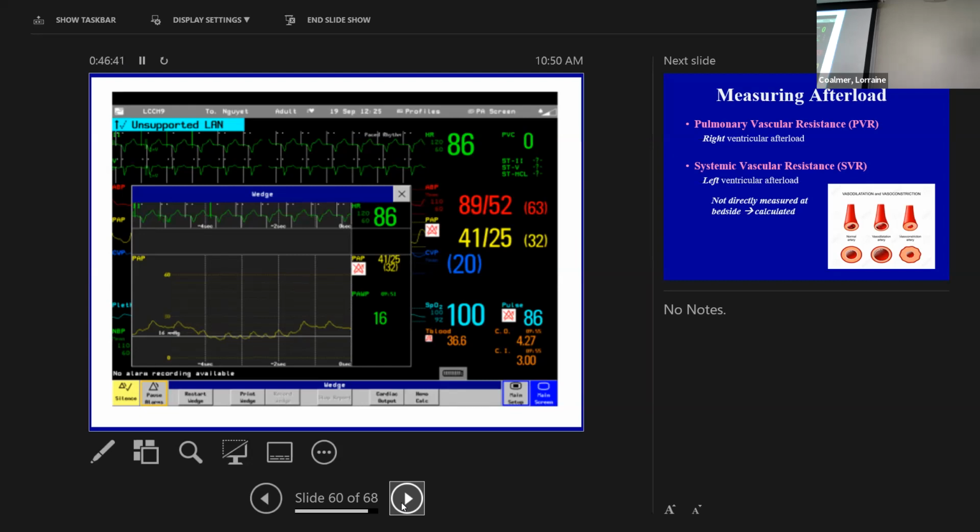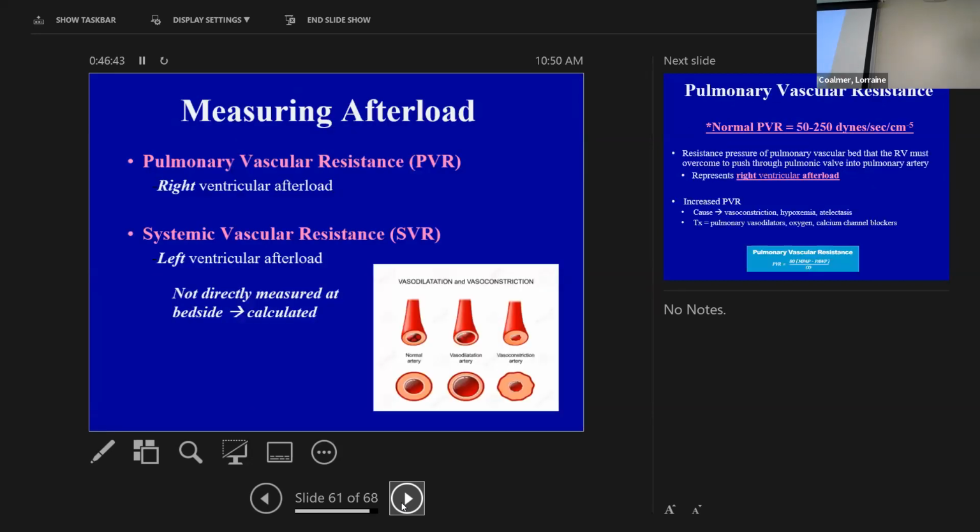Yep. All right. Afterload is going to be your PVR. So in your right ventricle, I want you to put PVR. That tells me how much resistance I have to go against to eject out of my right ventricle. SVR, think of your blood pressure. That's how much the heart has to go against to get out of the heart. So left ventricular afterload, on the left ventricle, put SVR.